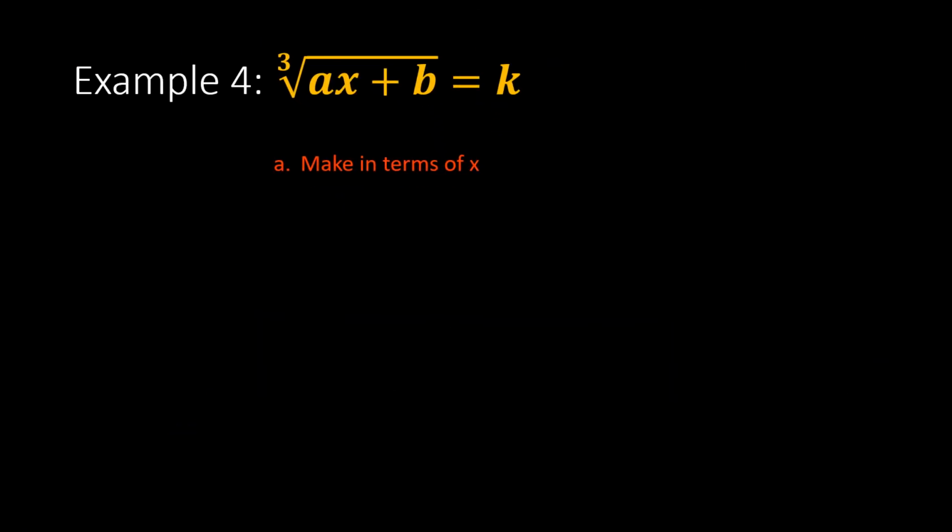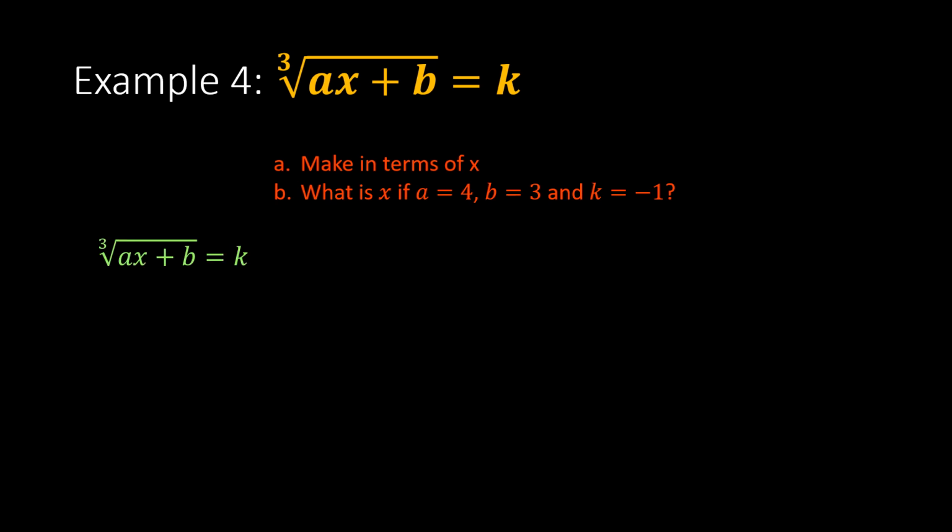Okay, let's have this example. The cube root of ax plus b is equal to k. Now, we want to make it in terms of x. And another problem that I want to give is: what is x if a is equal to 4, b is equal to 3, and k is equal to negative 1? Now, this is how you're going to go with your evaluation. However, we focus now on letter A as our problem for this one.